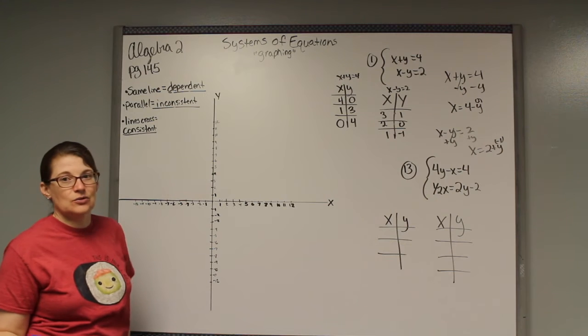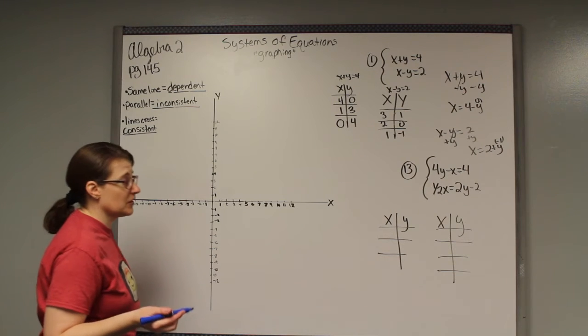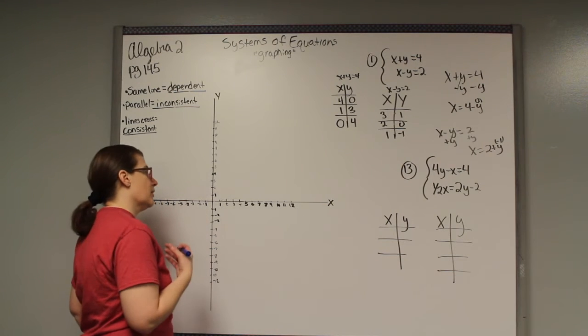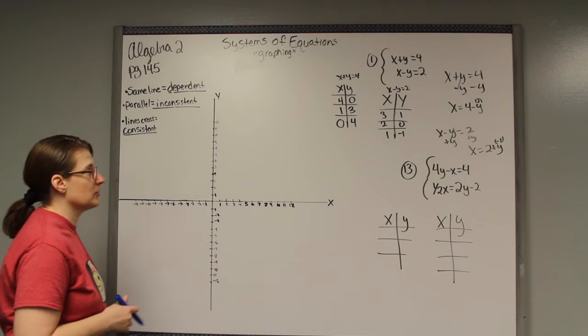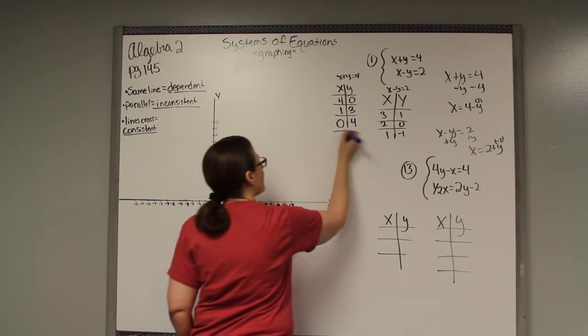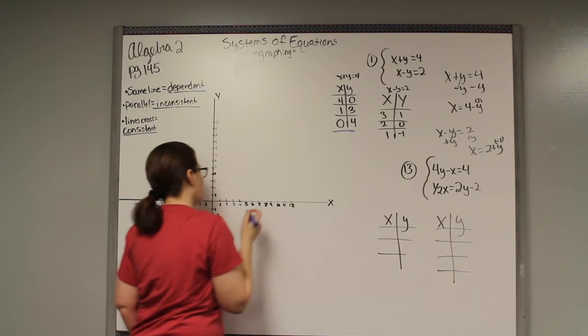So that it doesn't get too mixed up. You may use different colors if you'd like, which would help me, but if not, make sure you label your lines. So I'm looking at this one, and my first point is (4, 0).